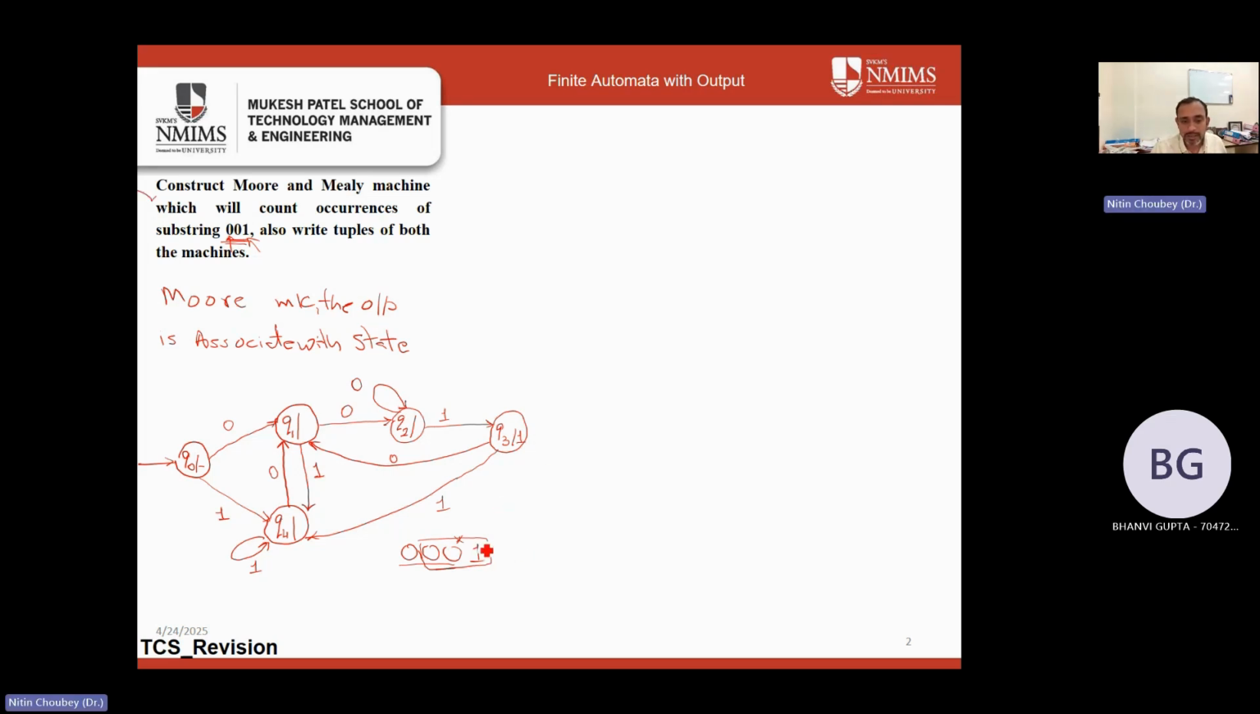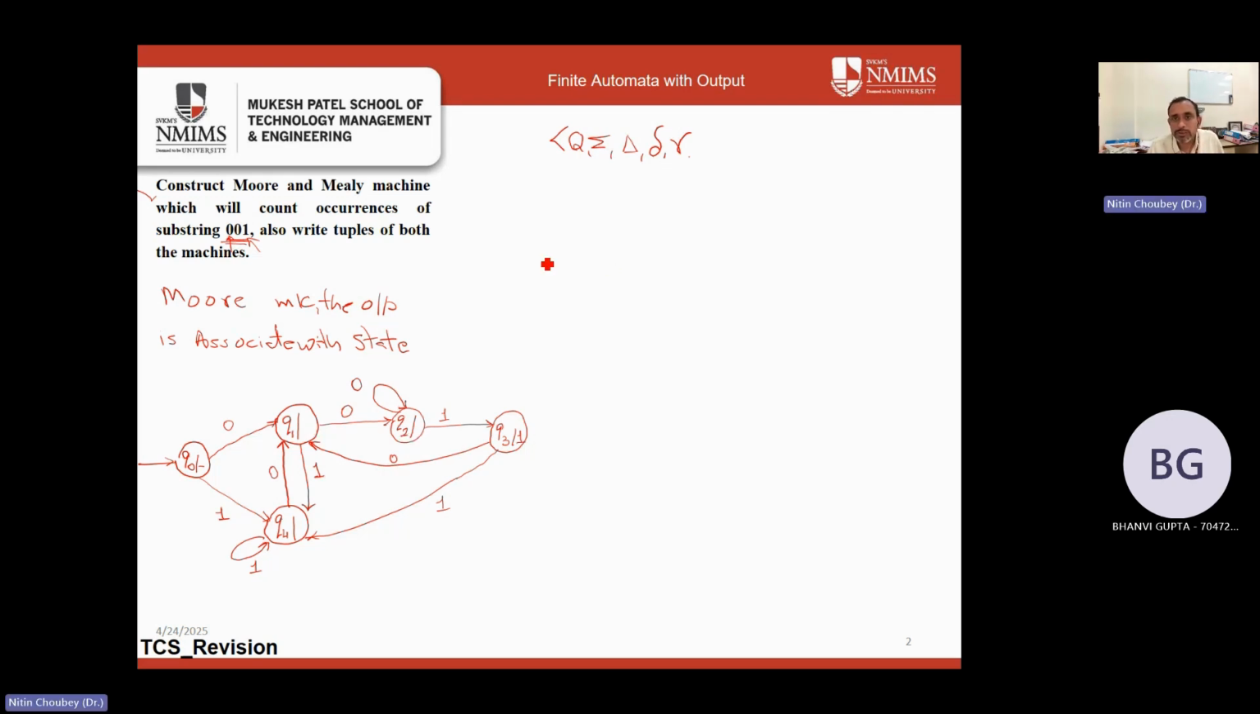Now this is just a transition diagram of the Moore machine. How to write the tuple definition for that? The tuple definition says that a Moore machine can be given as Q, summation, delta, right? Q, summation, delta, transition function, followed by output function. Okay, and since this is an FA with output, it will never have a final state.